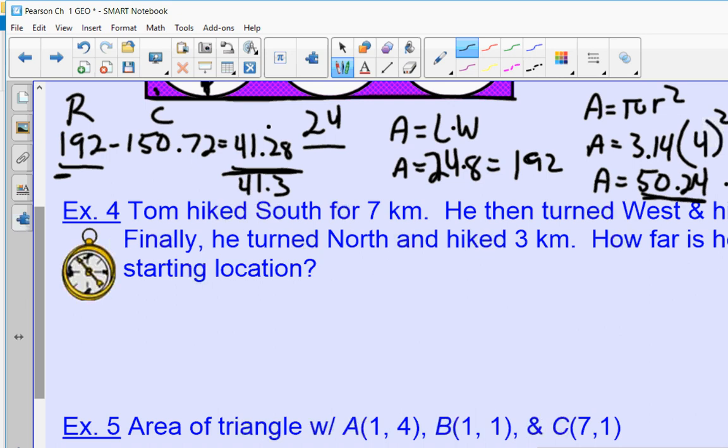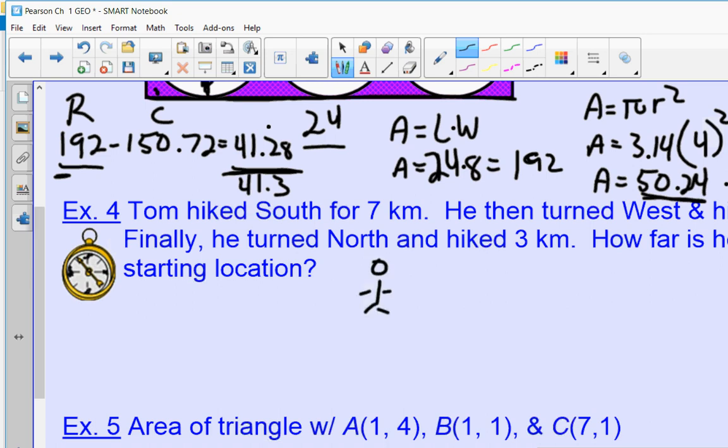And we had to assume some stuff too. Okay, all right, here we go. Tom hiked south for 7 kilometers, and then he turned west and hiked for 4 kilometers. Finally, he turned north and hiked 3 kilometers. How far is he from his starting location? Yikes.